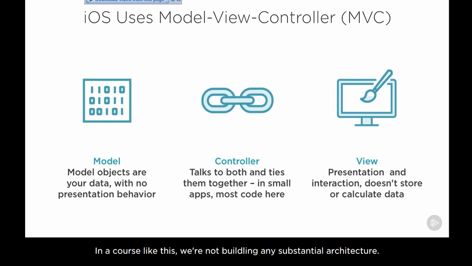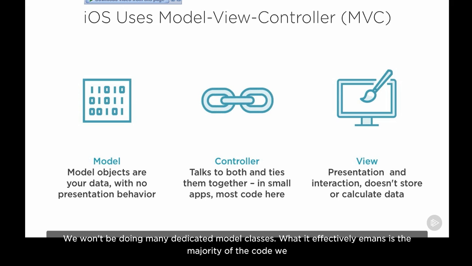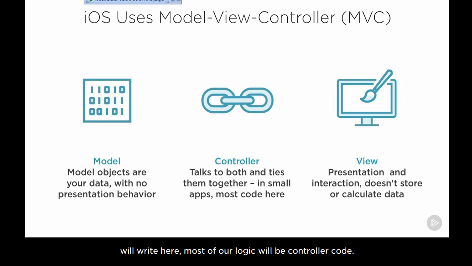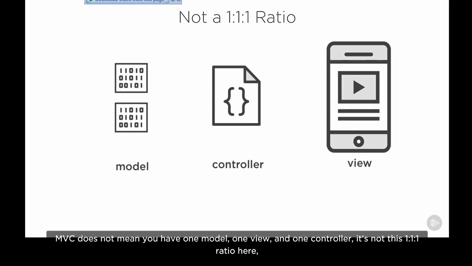In a course like this, we're not building any substantial architecture. We won't be doing many dedicated model classes. What it effectively means is the majority of the code we'll write here, most of our logic, will be controller code. Now, MVC does not mean you have one model, one view, and one controller.